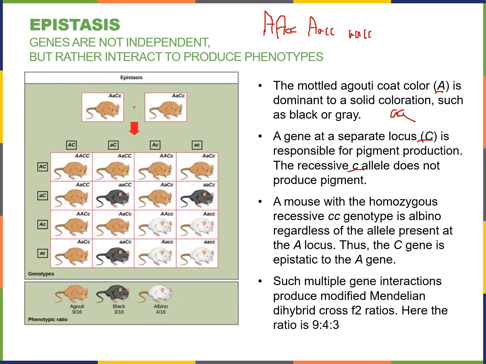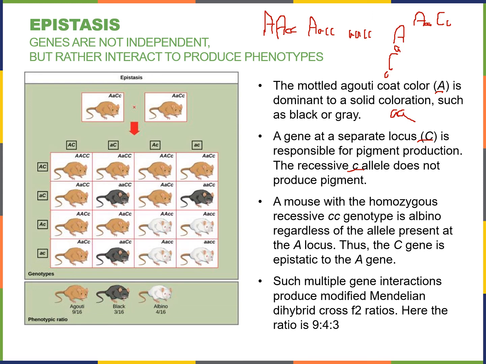Now a cross between heterozygotes for both genes. So let's do the cross. Do I have it depicted? No, I do not. Okay, so let's do the cross for the heterozygotes: big A, little a, big C, little c, and big A, little a, big C, little c. I want you to cross those and find out what you would get.